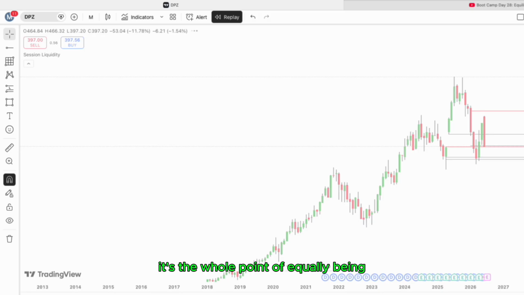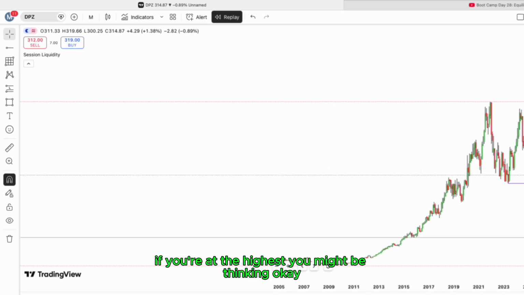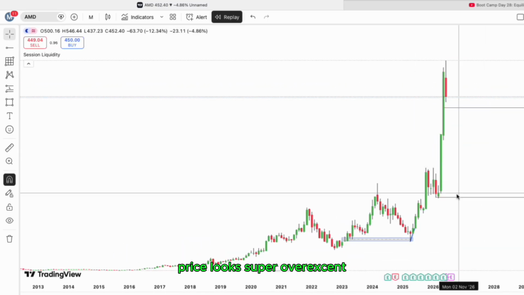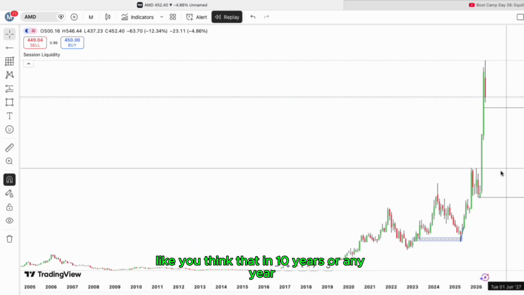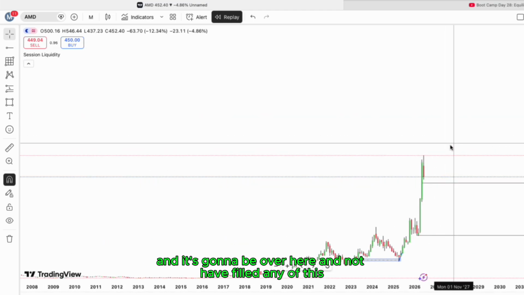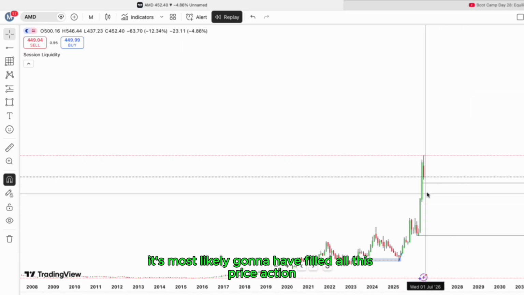So the whole point of equilibrium is just trying to figure out where price is likely to go. If you're at the highs, you might be thinking, okay, price looks overextended. Like if you look at AMD, price looks super overextended. Like you think that in 10 years or in a year or whatever, you're going to be looking at the chart and it's going to be over here and not have filled any of this. If it's going to be over here, it's most likely going to have filled all this price action.